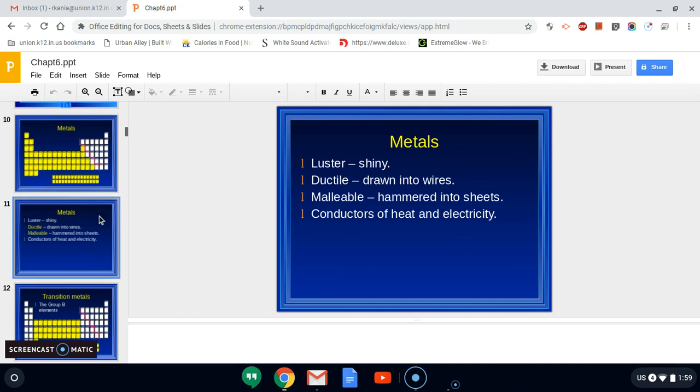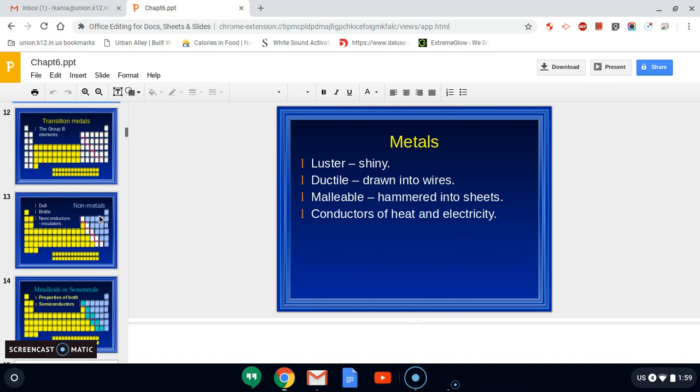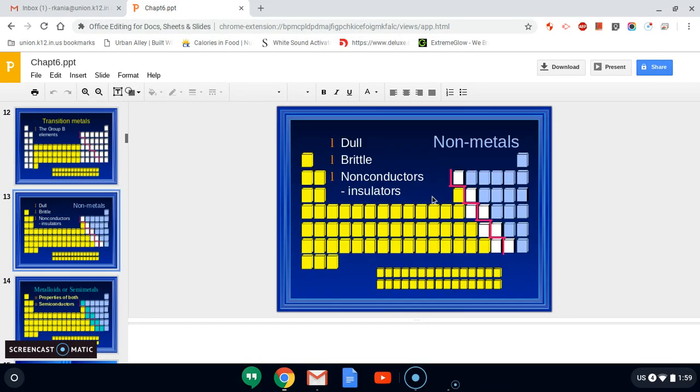Next I'm going to show you the nonmetals. Nonmetals are the opposite side. They are dull, brittle, non-conductors of electricity. Anything to the right of the stair-step line, so follow my little arrow here, is going to be a non-metal. Non-metals are going to be dull and brittle.